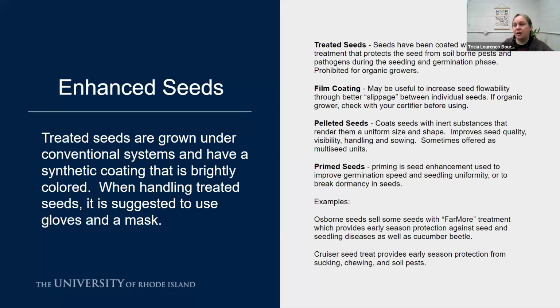We use them here, usually on corn. You'll see it's like bright pink corn. Some of our pumpkin seeds have also been a bright green, and it just helps them to get through the cold phase in the soil when germination rates are slow.